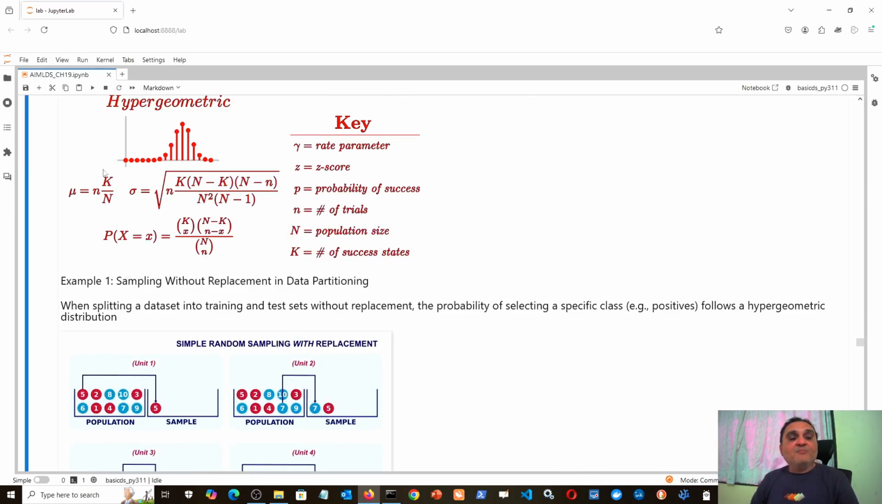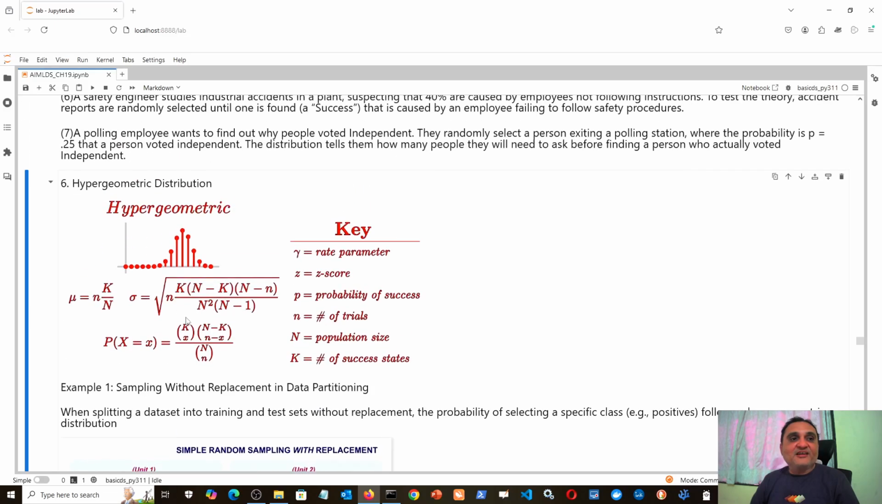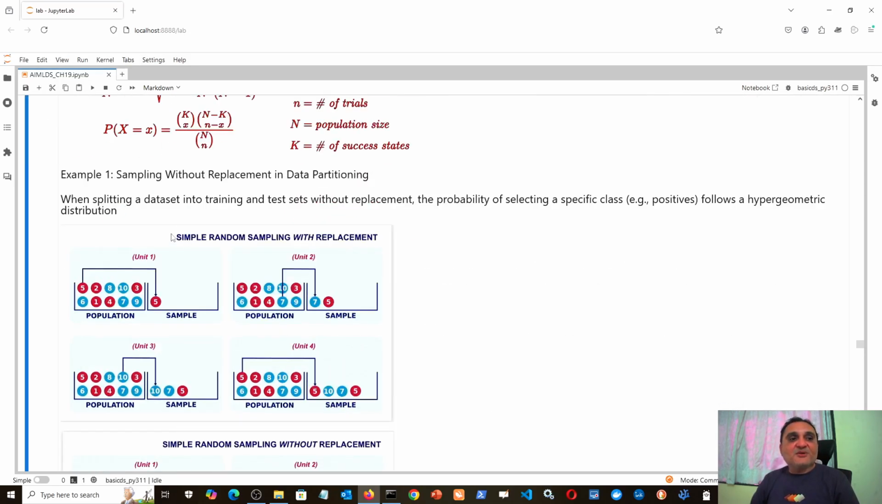This is the mean for that hypergeometric distribution, and this is the equation for the standard deviation. As I said, these are just given purely for information. Somebody who is extremely mathematically inclined can do that. Similarly, this is that combination symbol. So this is combination K, x, this is combination N minus K, n minus x, and this is combination capital N, small n.